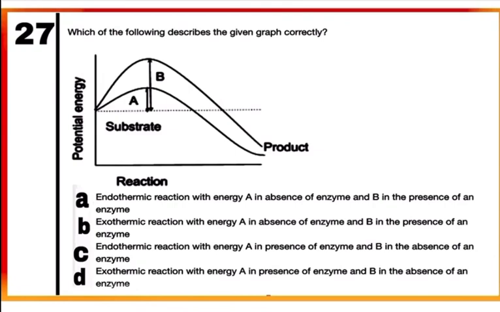Also, A in graph is the activation energy required for reaction in the presence of enzyme, and B is the activation energy required in the absence of enzyme. Basically, enzymes lower the activation energy of the reaction and fasten the rate of reaction. So, correct answer is option D. This graph is showing exothermic reaction with energy A in the presence of enzyme and B in the absence of an enzyme.